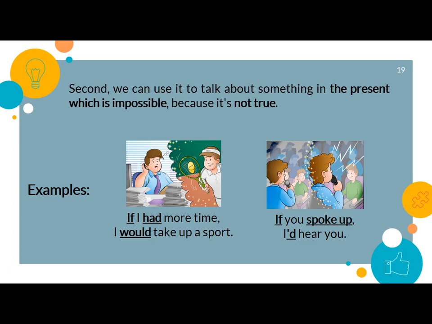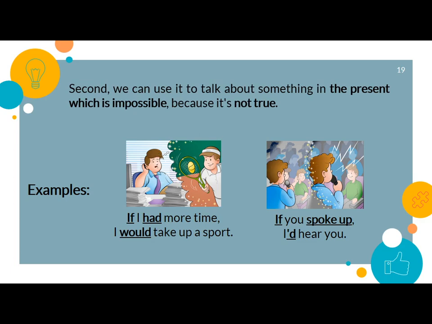So if we weren't in quarantine right now, we would be in class, live class, face to face, but not here. That is something which is impossible, because it's not true. We cannot be in the class right now, but we're just taking this virtual conference right here, virtual class. So that is going to be the example. If we were in class, we would see each other. We cannot see each other right now, but if we were in class, we would see each other.